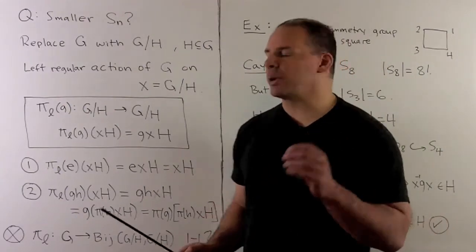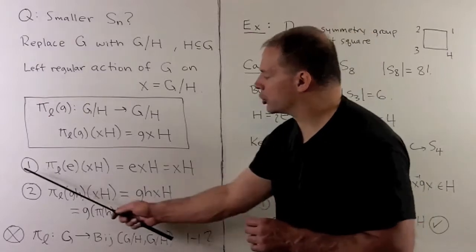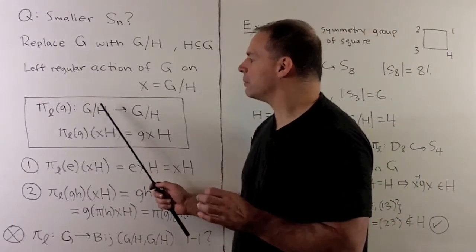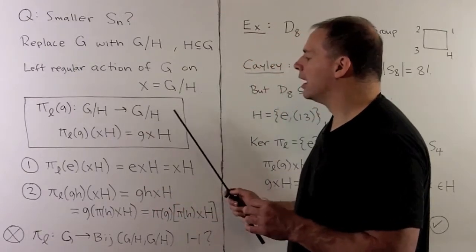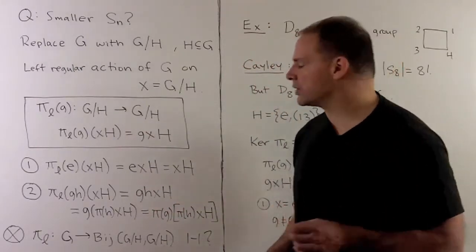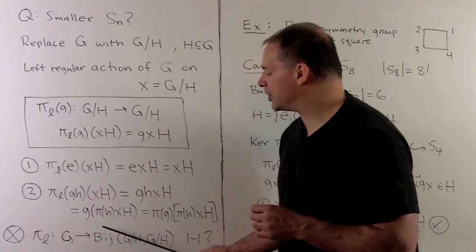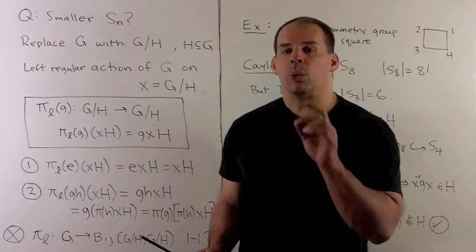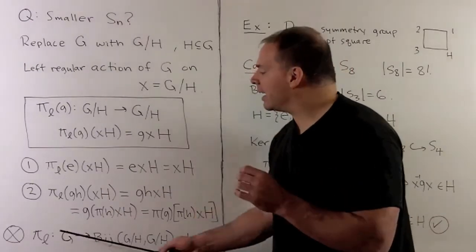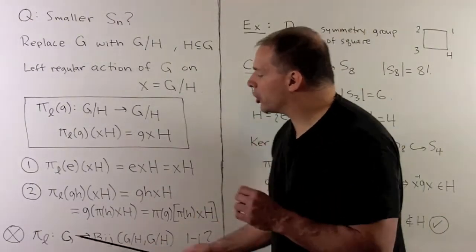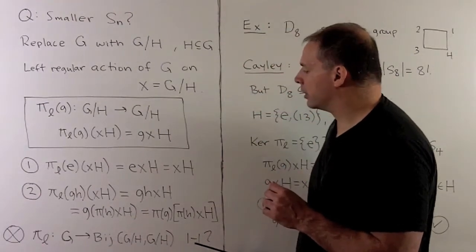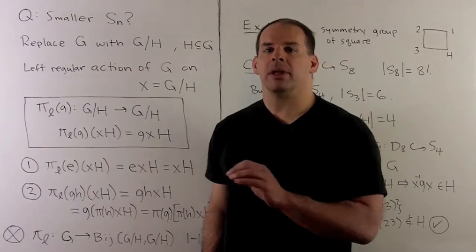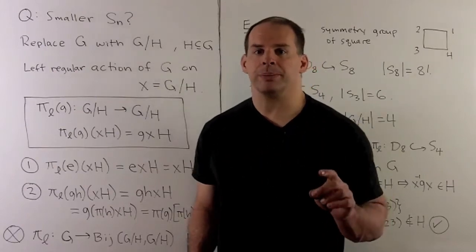We have the 2 properties for the group action. They're straightforward to show. We have that pi of g is a bijection from G mod H to itself. And we have that pi is a homomorphism from G into the group of bijections from G mod H to itself. What we're not guaranteed is that pi is 1 to 1. So there might be a kernel here now. Before we consider an example where it fails, let's first check one where it works.